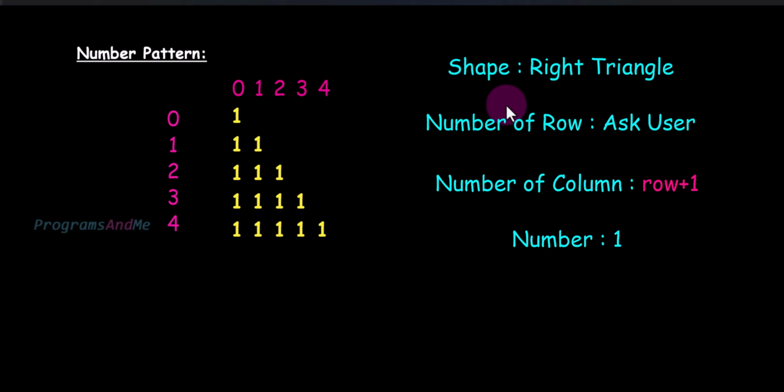So the shape of this pattern is a right triangle. The number of rows, we'll ask the user. And for columns, we'll use this formula, row plus 1. Right? And next, we want to print the number 1 in every position. Okay? This is about the pattern. Next, let's write the program.